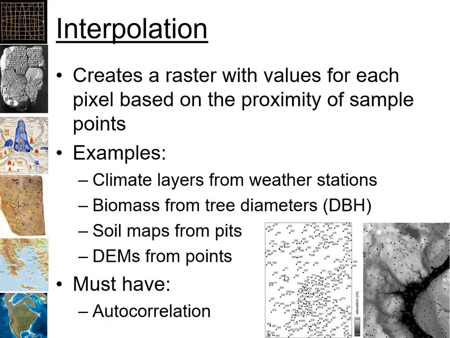Usually autocorrelation is a bad thing for modeling. Here it's actually critical that it be there. And there are some examples we'll talk about where people have made interpolated surfaces where they didn't have autocorrelation, and so you really shouldn't be using them.